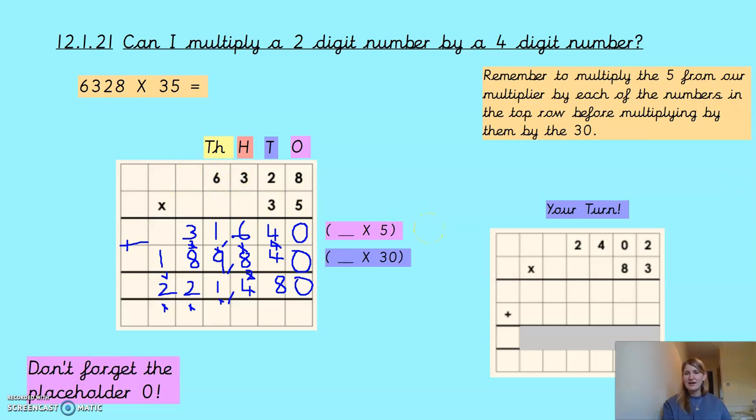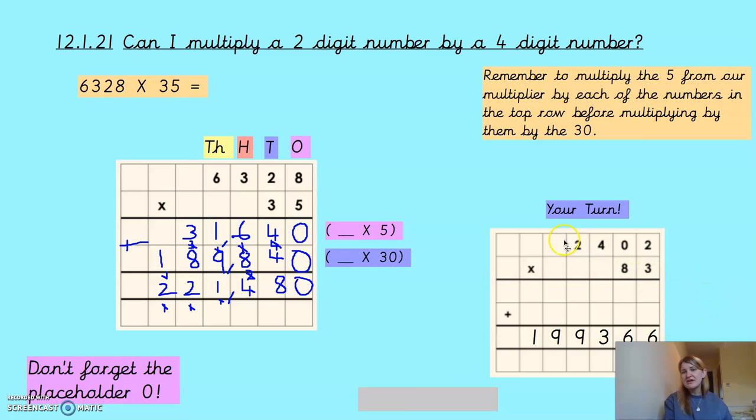All right, so I'd like you please to have a go. Pause me here. This is your turn. Perhaps you can lay it out exactly how I've laid mine out. Have a go, and then let's check the answer. Right. Hopefully then you got the answer, 199,366.